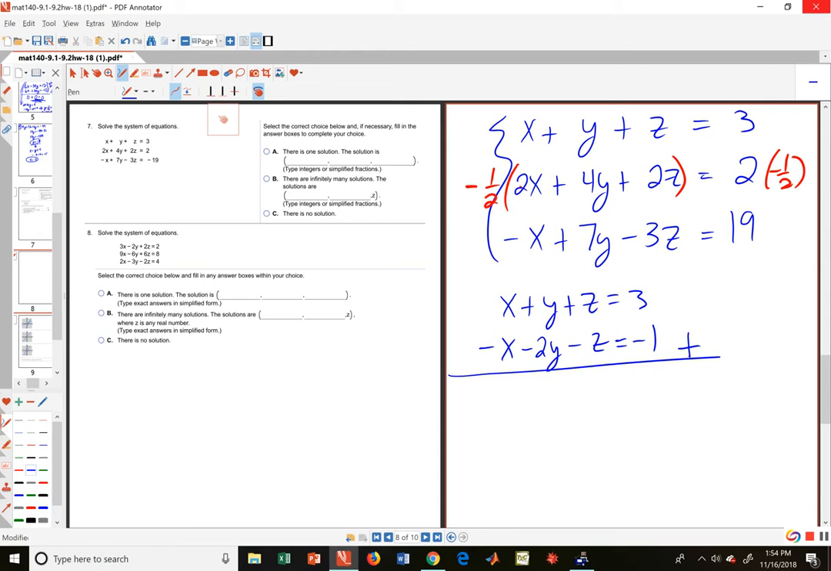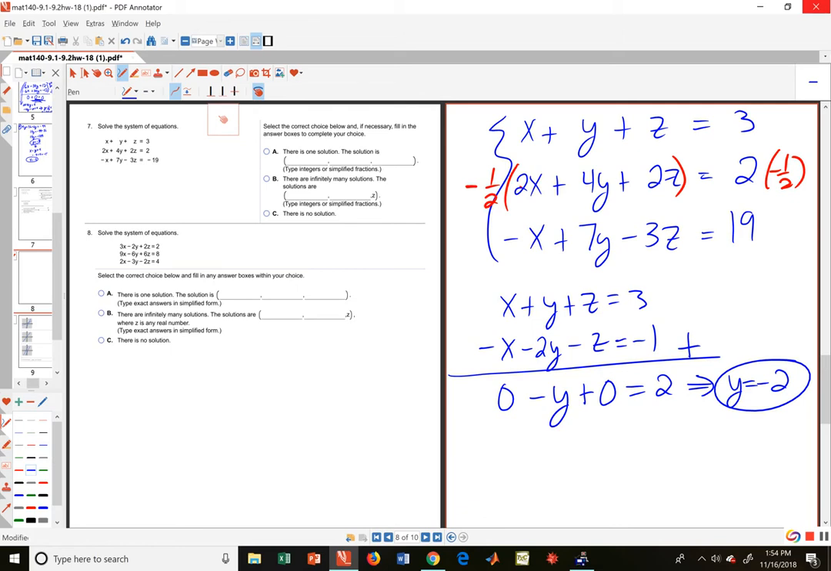Add the two equations together, and hopefully we will have some variables eliminated. Looks like we do. So negative x is 0. Y and negative 2y is negative y. The z's cancel each other. It's 0, and that's a positive 2. So we know what y is. Y has to be a minus 2. So this is the elimination technique. It doesn't always work out that nicely, but we already know what y is. So from here on out, y is a -2.